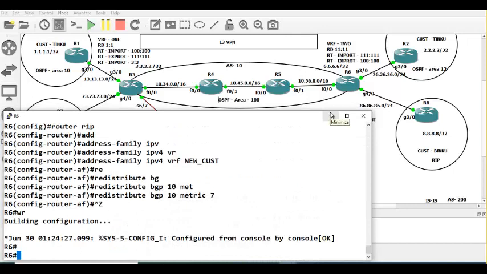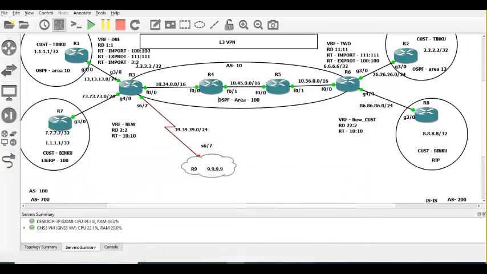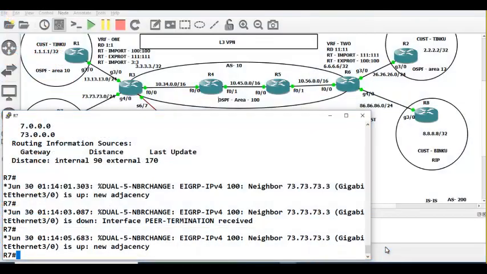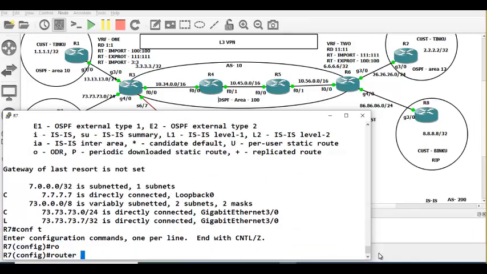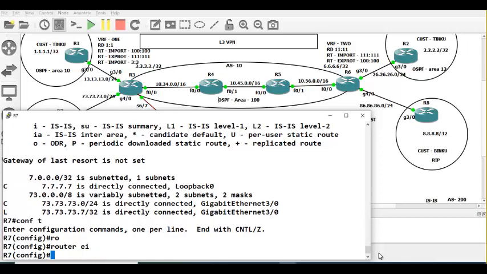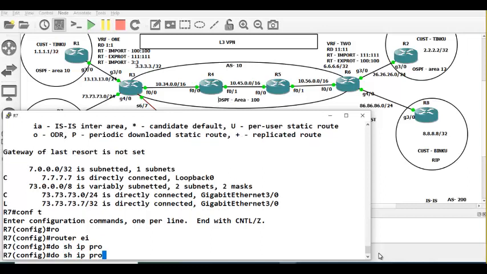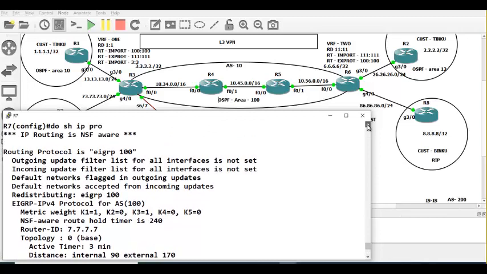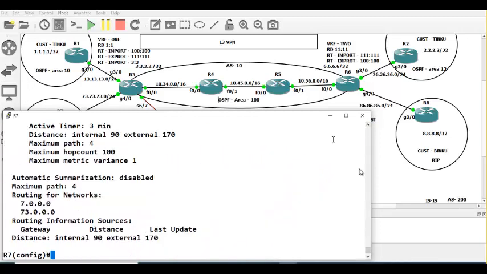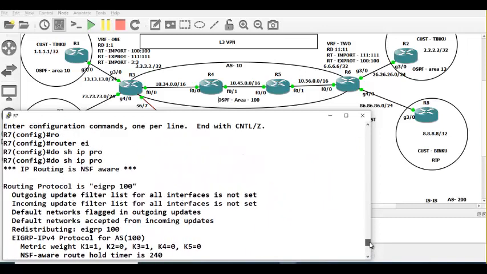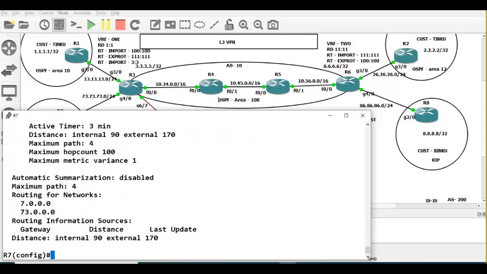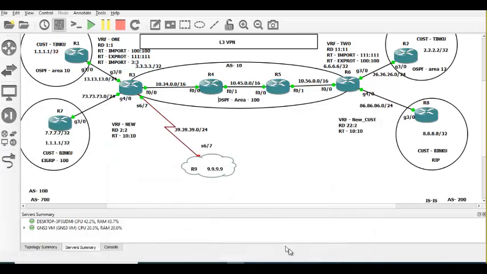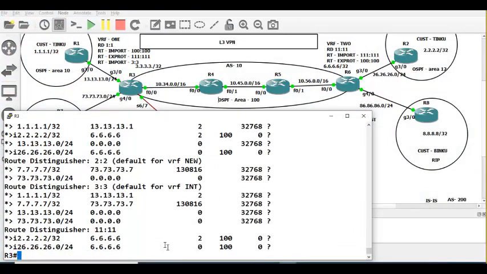But the route of router 8 won't be seen in router 7. Show IP route. See, it's not seen. The reason is we have not taken from BGP and given to EIGRP. Router EIGRP, I think some dingo or bingo I gave. Do show IP protocol. Oh, I'm seeing on router 7. I should see it on router 3. Show IP protocol.